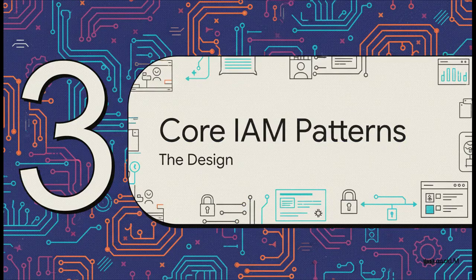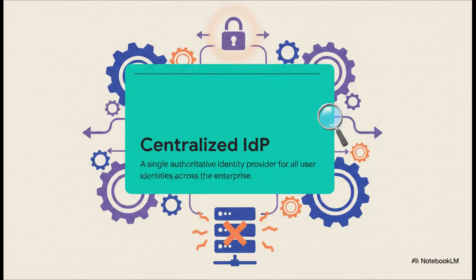All right, let's move on to Section 3, Core IAM Architecture Patterns, the design. The absolute bedrock enterprise IAM pattern is the centralized identity provider, or IDP. This is where you have a single authoritative source for literally all user identities and applications. Now, the governance benefits here are just immense. Lifecycle changes propagate perfectly, audits are squeaky clean, but it comes with a critical, undeniable reality. It creates a total single point of failure.